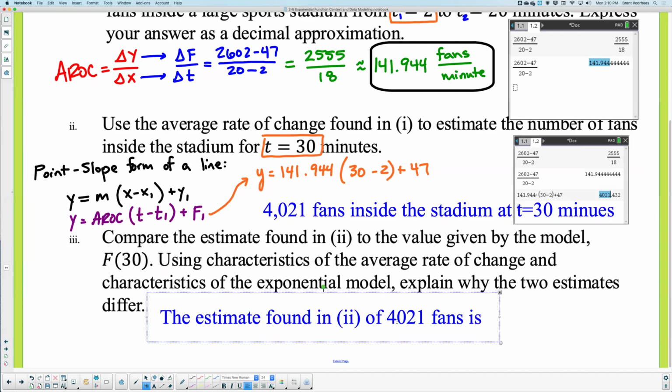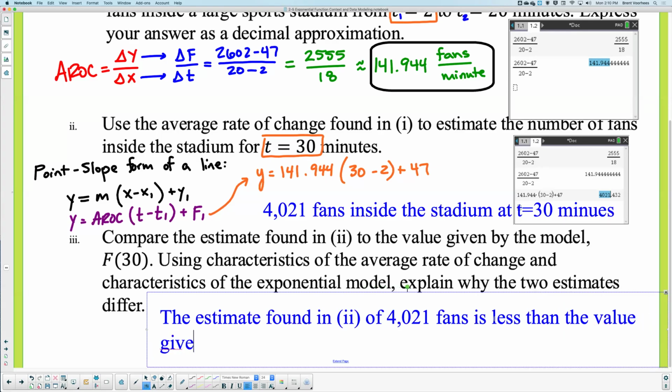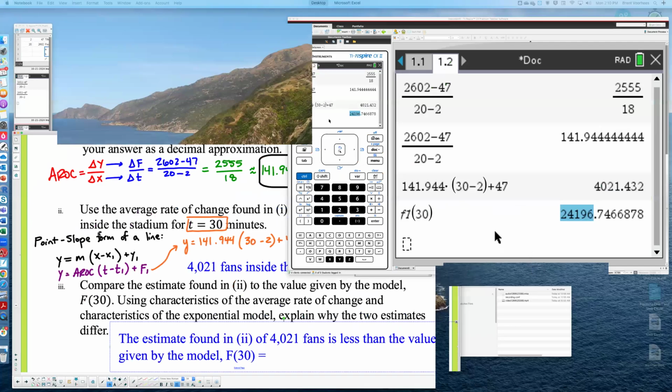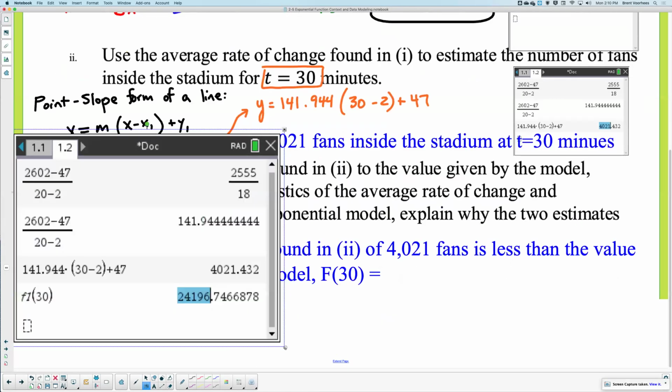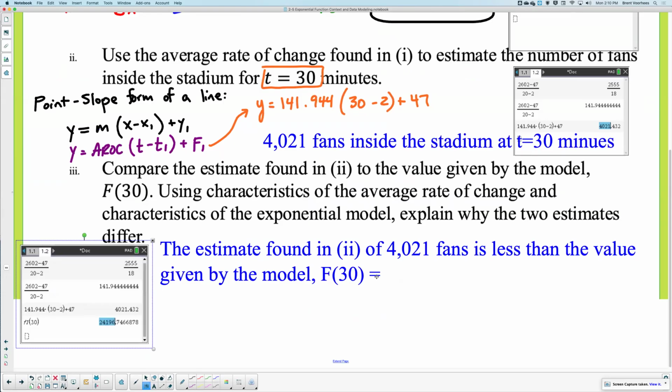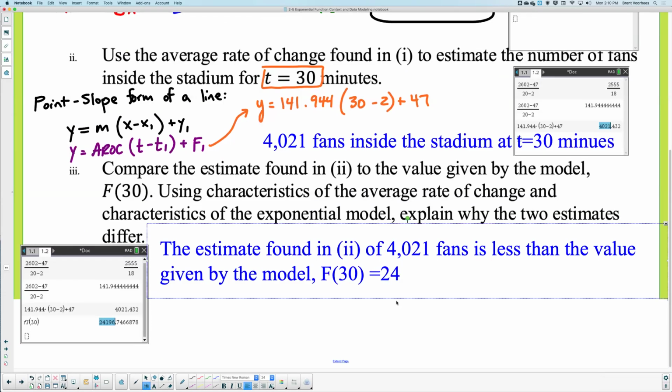What is it? Is less than the value given by the model F30. And what did F30 equal? I should have copied it. Let me copy that value. $24,196 fans.